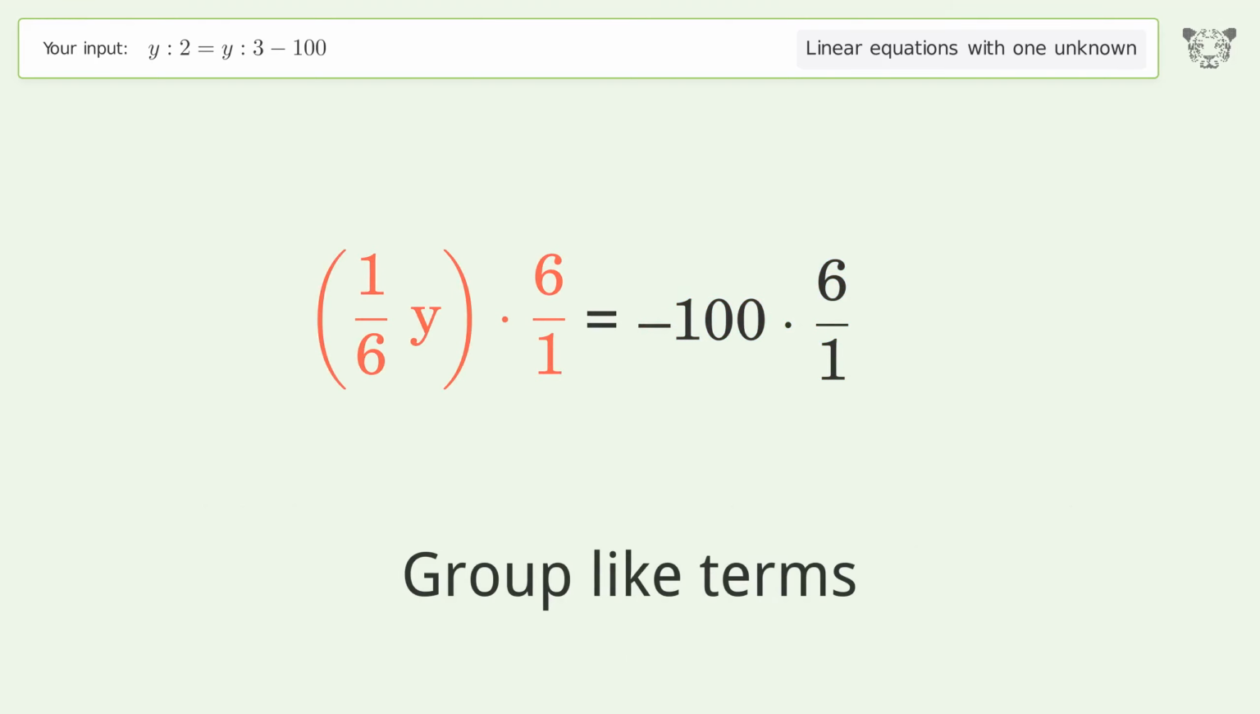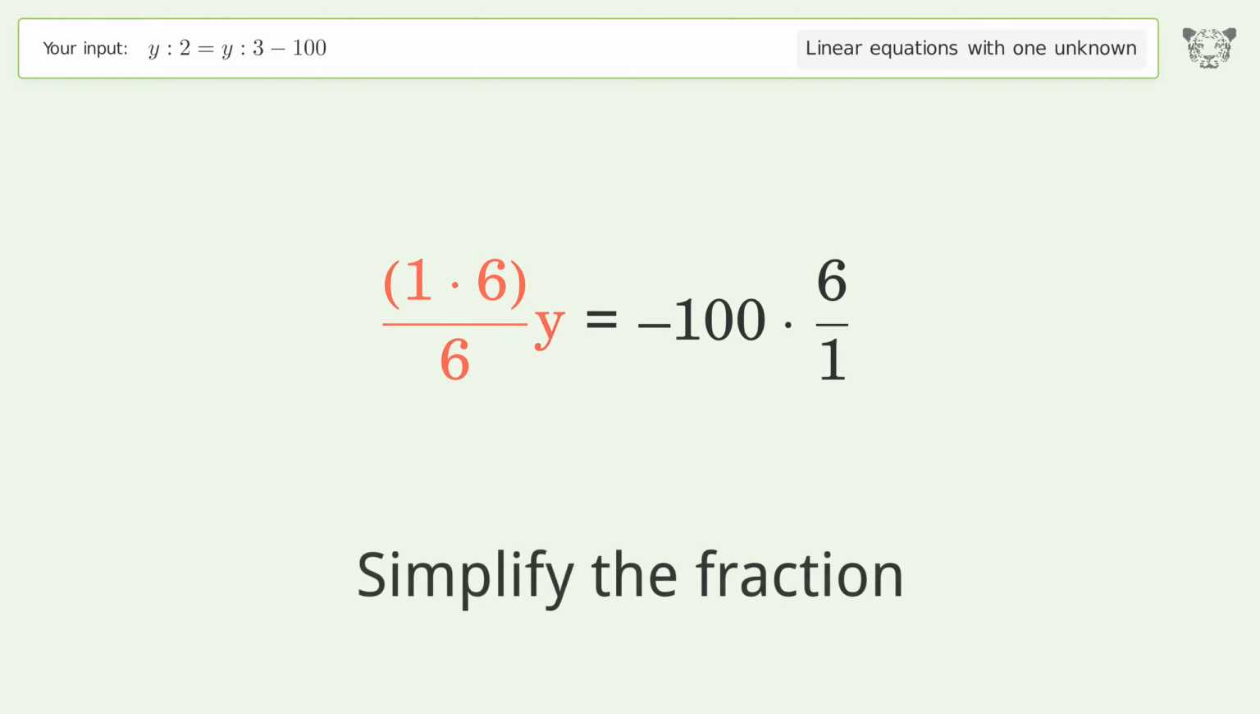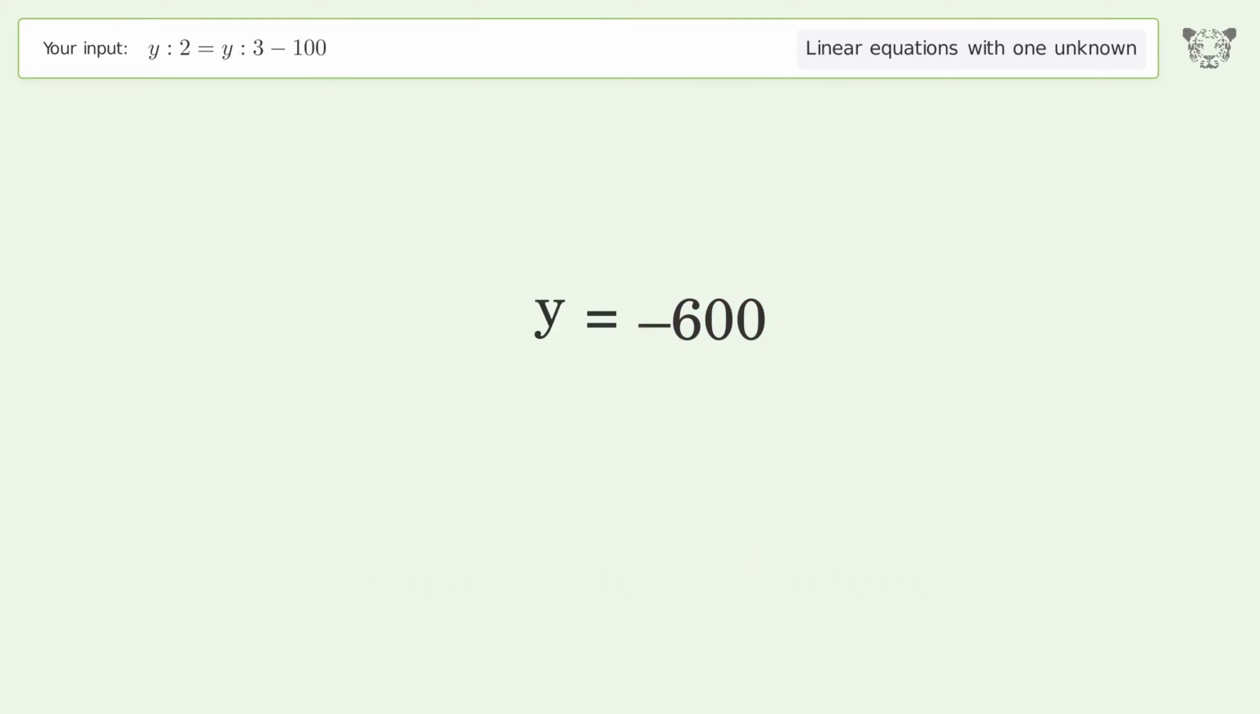Group like terms. Multiply the coefficients. Simplify the fraction. Simplify the arithmetic. And so the final result is y equals -600.